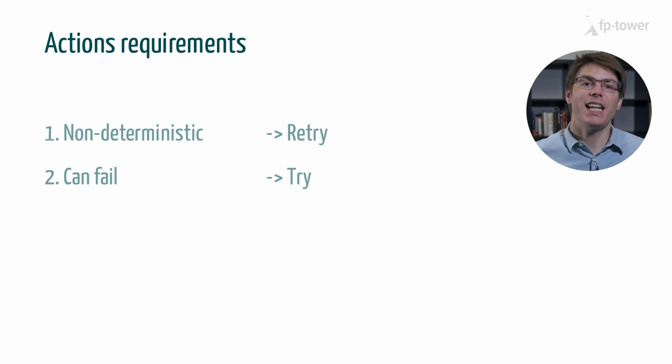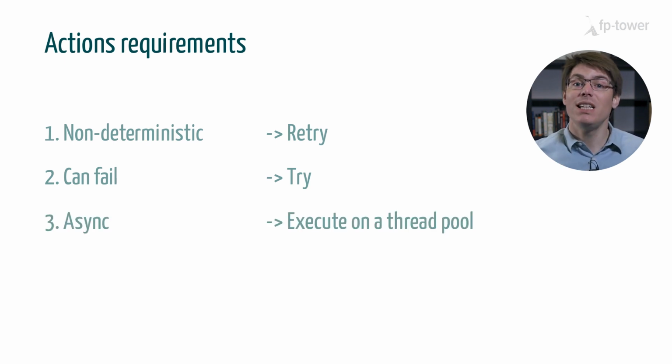We have also seen that actions can fail, which means we need to control when the action is evaluated in order to handle exceptions safely using try. Finally, something that we haven't really covered, but we can probably guess, is that actions need to be asynchronous, so that we can execute them concurrently on a thread pool, similar to how Scala futures work.